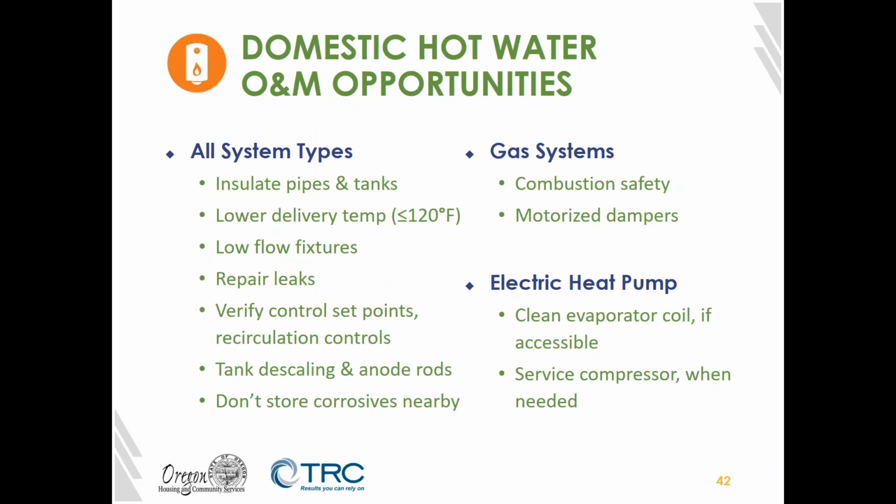So opportunities for operations and maintenance on these systems. All system types, you can insulate pipes and tanks. You can lower the delivery temperature of your hot water. You don't need to, and you should not be sending out water that is ultra hot, right? People might get burned, and you'll use less energy if you send it out at a lower temperature. Low flow fixtures, repairing leaks, verifying control set points and recirculation controls, ensuring that your tanks are descaled and your anode rods are replaced regularly.